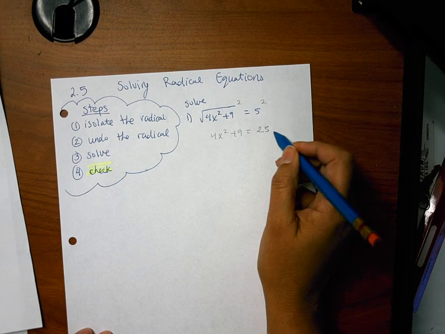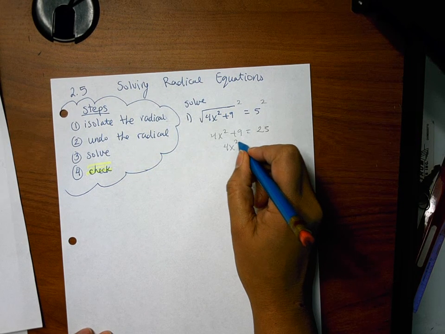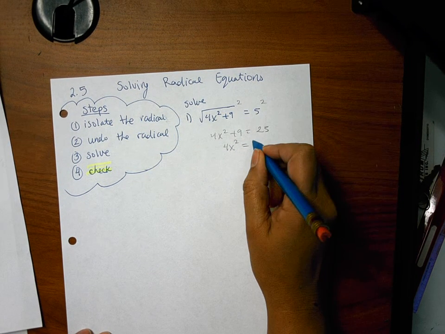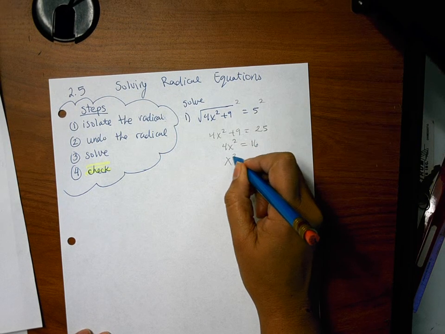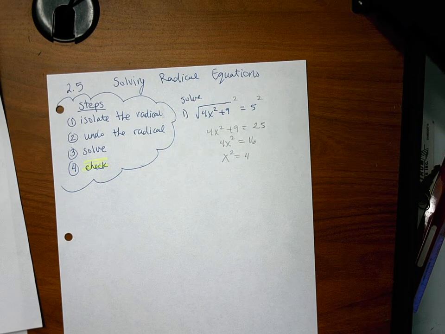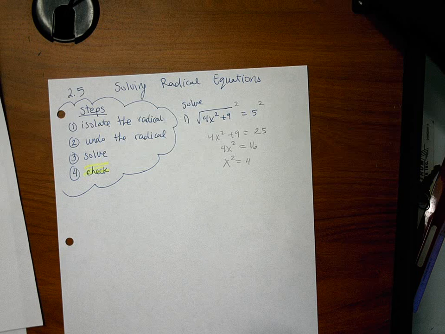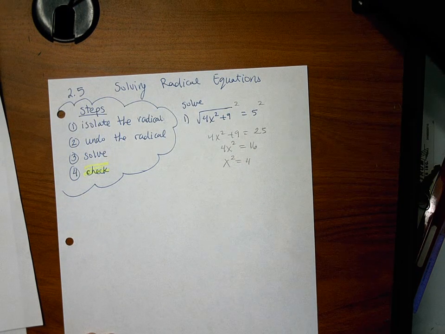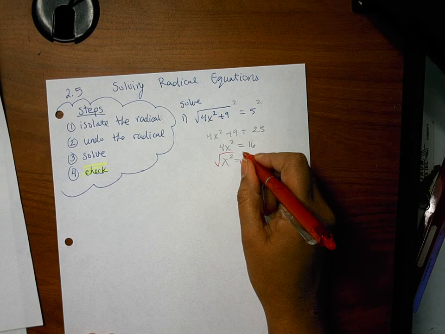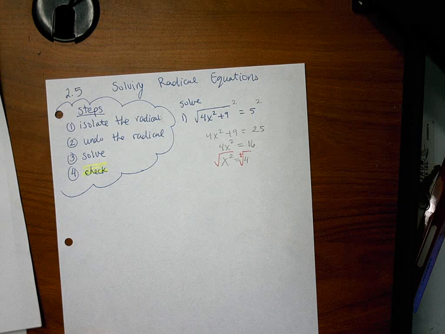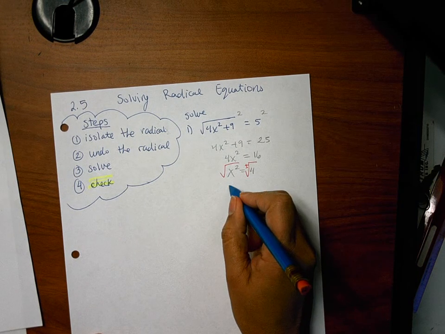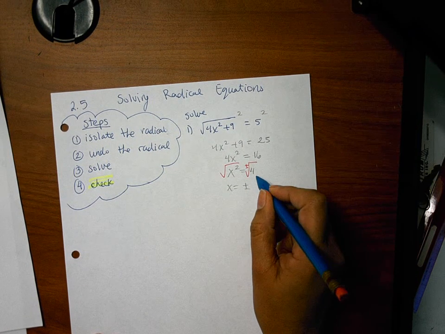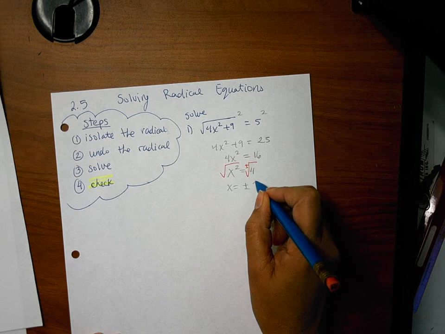Step 3, solve. Subtract the 9. 4x squared equals 16. Divide by 4. X squared equals 4. And solve. So square root both sides. Don't forget, when you square root both sides, you put plus or minus. That's when you square root both sides to solve. X equals plus or minus 2.